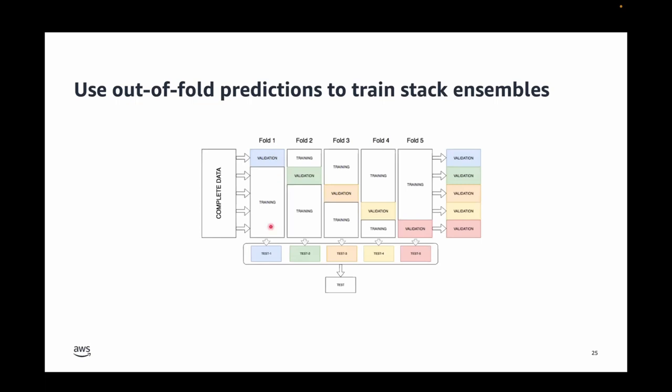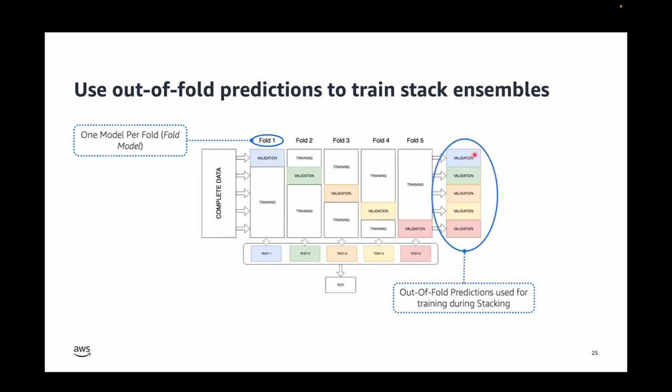And then we use all the other rows for training the model. So we have a single model for each fold. The first model trains on these rows and then generates predictions for this validation set. And then we store these predictions separately as a separate set of results. And we keep repeating this process for each fold of cross-validation.